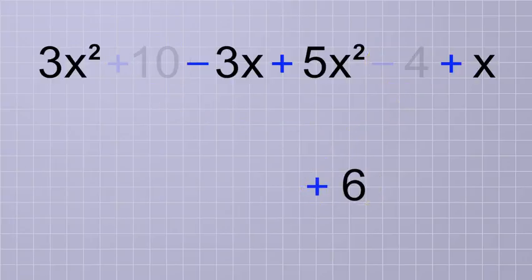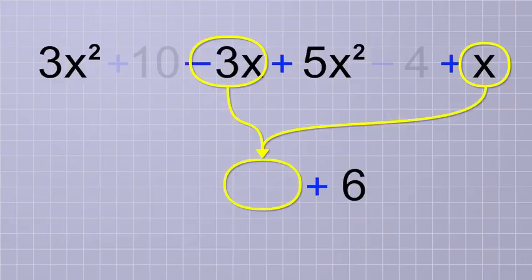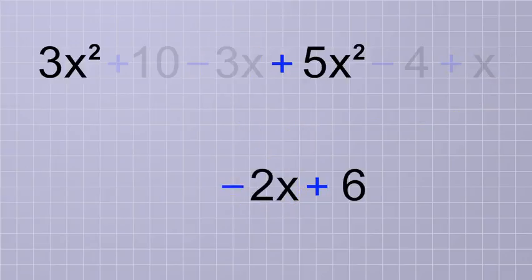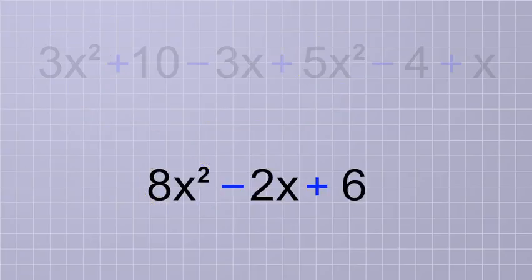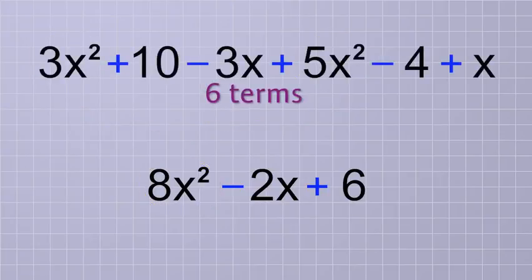Next, we see that there are also 2 first-degree terms, negative 3x and positive x. Those are like terms, so we can combine them. Negative 3x plus 1x gives us negative 2x. Last, we see that there are also 2 different terms that have the variable part x squared, so we can combine them too. 3x squared plus 5x squared gives us 8x squared. So our polynomial started out with 6 terms, but we were able to simplify it to just 3 terms. 8x squared minus 2x plus 6. That almost made algebra seem fun, didn't it?